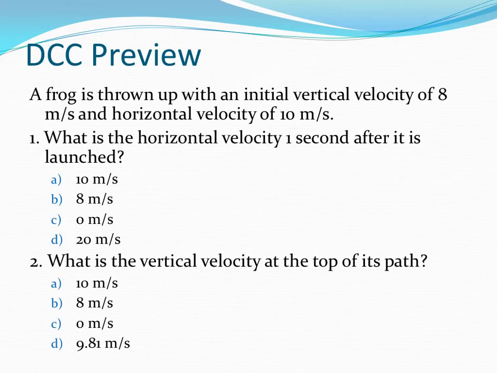Okay, so here's the preview for the concept check that we're going to be doing at the end of this unit. It will not be today, it will be next time. Four questions. A frog is thrown upwards with an initial vertical velocity of 8 meters a second and a horizontal velocity of 10 meters a second. What is the horizontal velocity 1 second after it's launched? Keywords there being horizontal, 1 second.